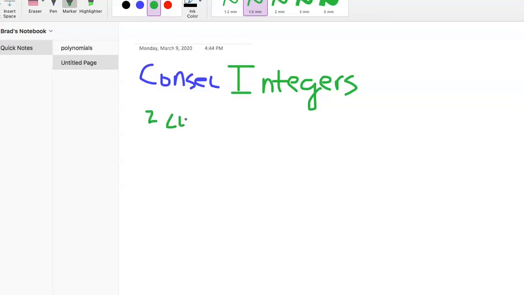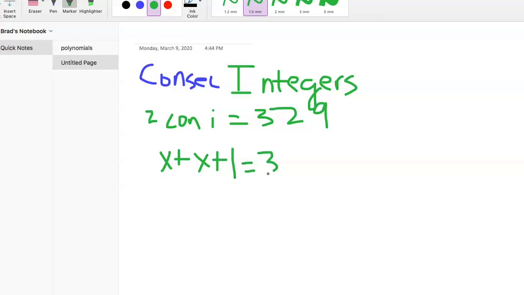2 consecutive integers equals 329. Okay, and then how do we figure out what those two numbers are? All right, so our first integer we're just going to call x, and the very next integer we're just going to say it's one more than x, so x plus 1. Okay, and then we just solve. All right, so let's see what happens.